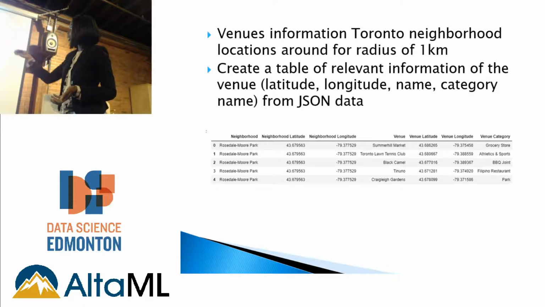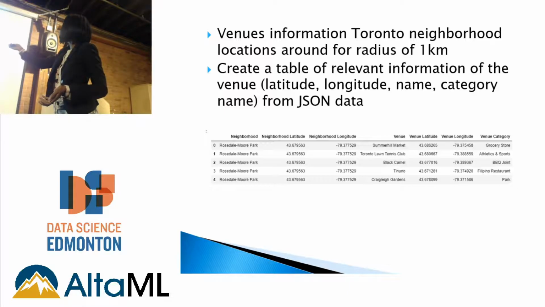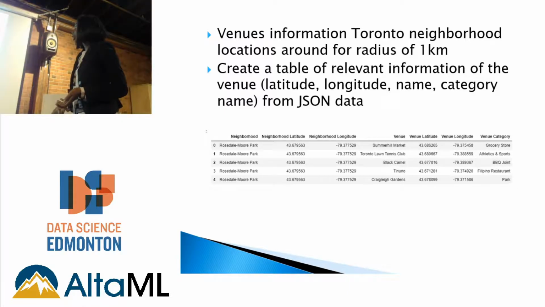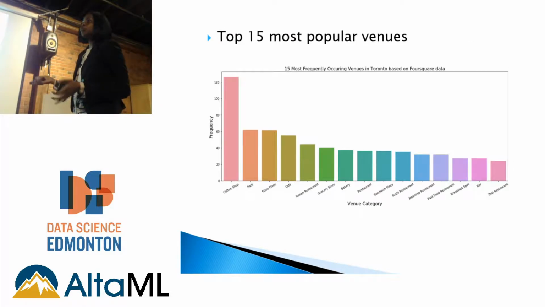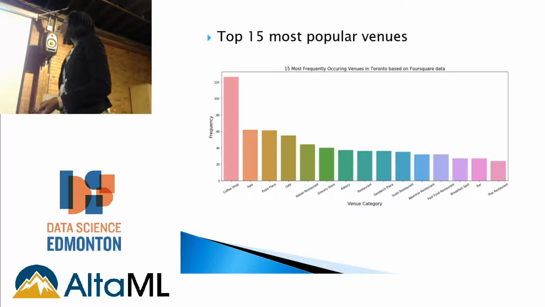And here is an example of that information. You can see their names, for example, Summerhill Market, and their venue longitude and latitude is different from the original one that we use on the left side. From that, you can look at which are the top most popular venue categories. Here you can see coffee shop, which is not surprising, and cafe, they're among the top ones, and park and other restaurants are also among the top ones.